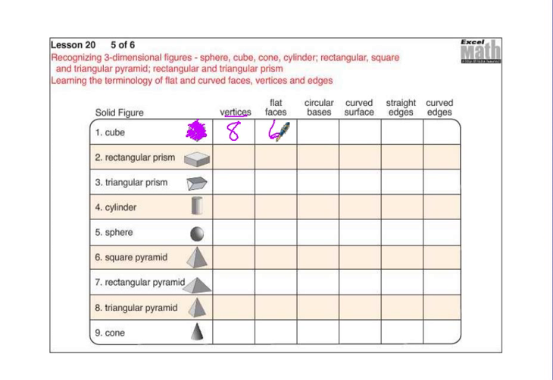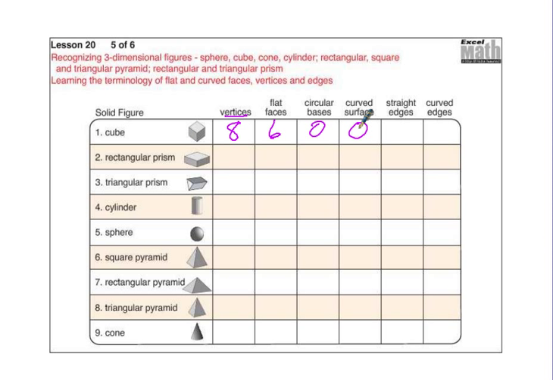How many circular bases are there? Let me erase this. It's kind of a mess. Okay, how many circular bases? Well, there are no circles on here. There's no bases that you'd call a circle, so the answer would be 0. How many curved surfaces? There's no surfaces that are curved.